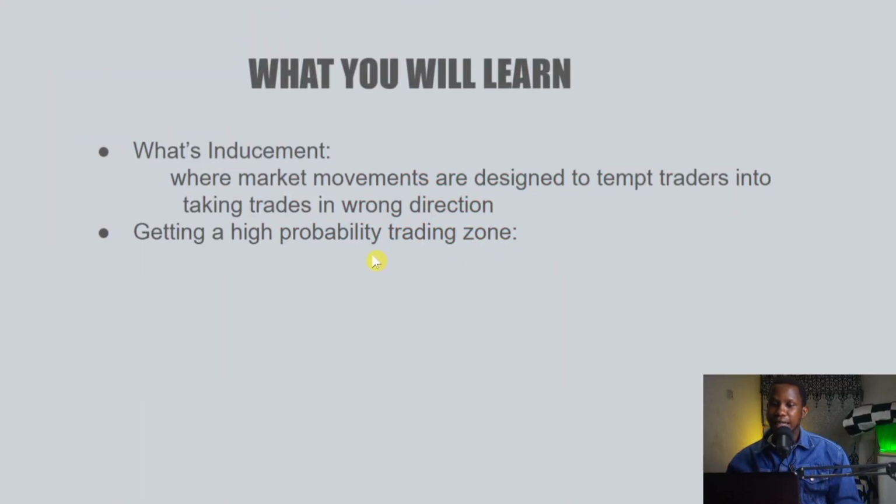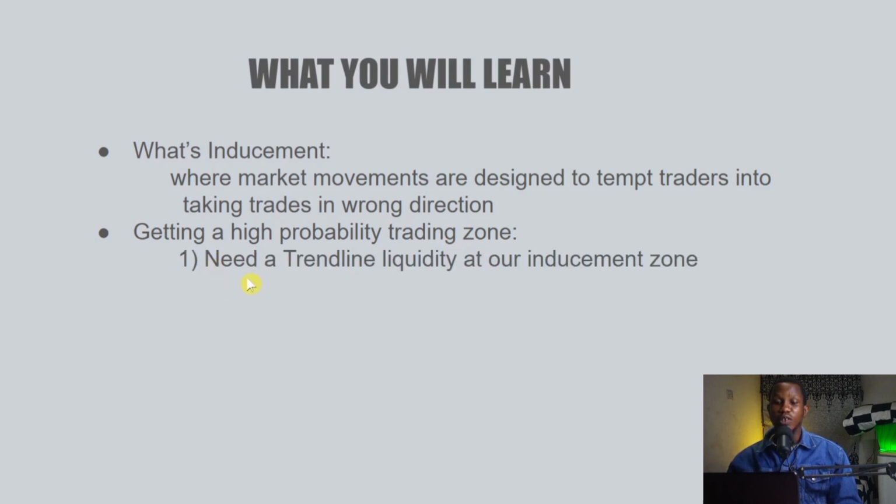So how I get a high probability trading zone is that I must wait for a trendline liquidity at our inducement zone we talked about.